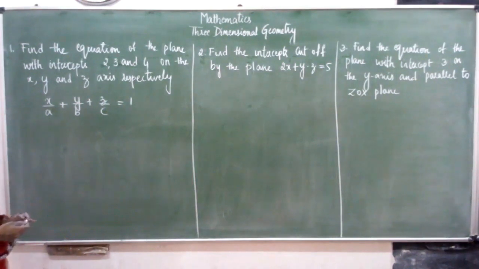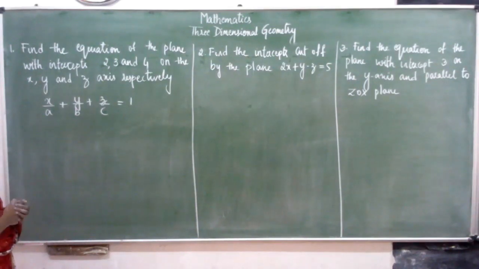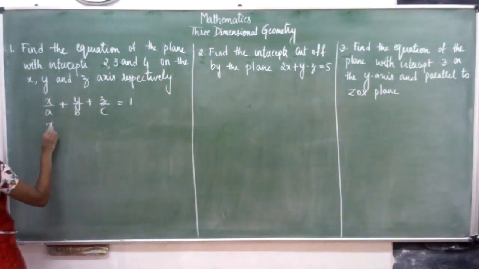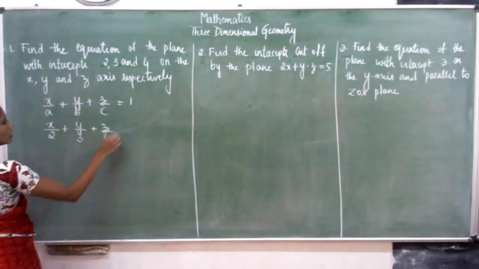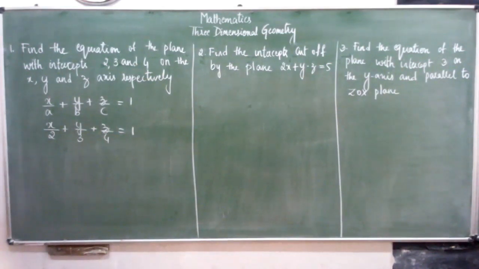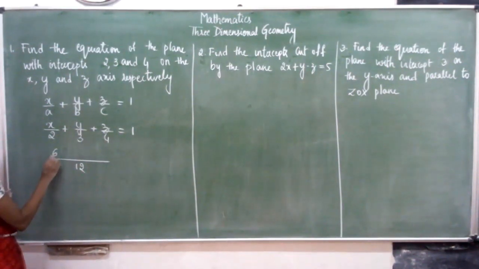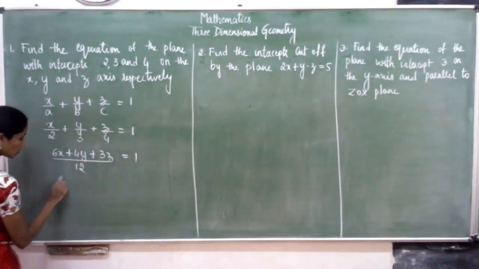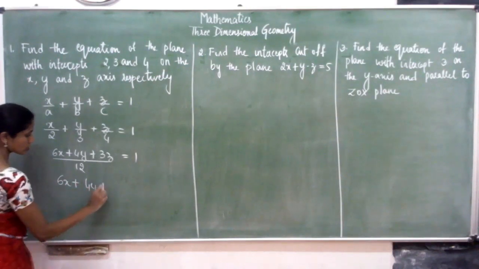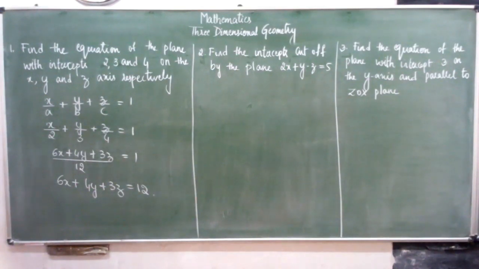Here 2, 3 and 4 are the intercepts made on x, y and z axis respectively. Therefore, a is equal to 2, b is equal to 3 and c is equal to 4. So it is x by 2 plus y by 3 plus z by 4 is equal to 1. The LCM here is 12. So it is 6x plus 4y plus 3z is equal to 12. It is the equation of the plane.